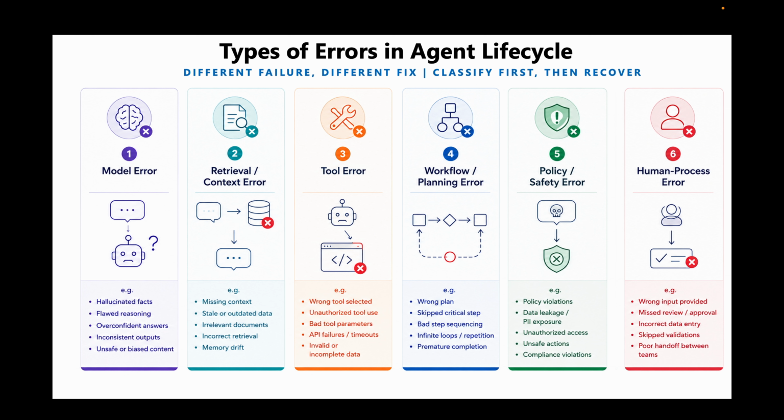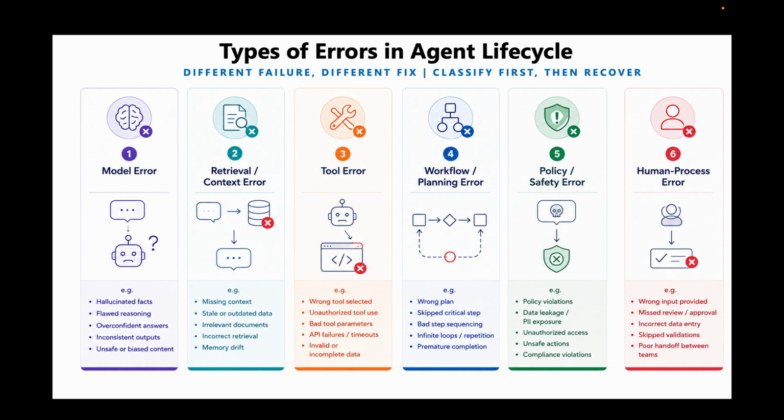And finally, there are human process errors. Not all failures originate from the AI system itself. Many occur because of breakdowns in the surrounding process, such as incorrect inputs from the users, missed approvals, skipped validation steps, or poor handoff between people, agents, and business systems. Most agent failures that you will encounter in production can be traced back to one of these six buckets. Once you learn to classify the failures this way, designing a system with the right guardrails becomes much easier.